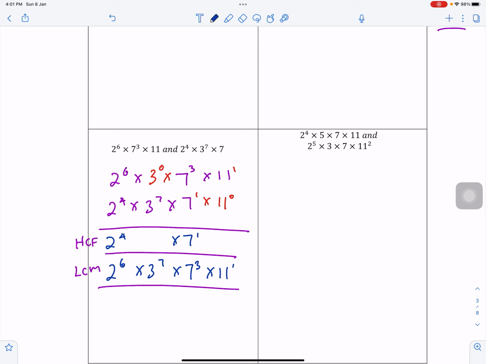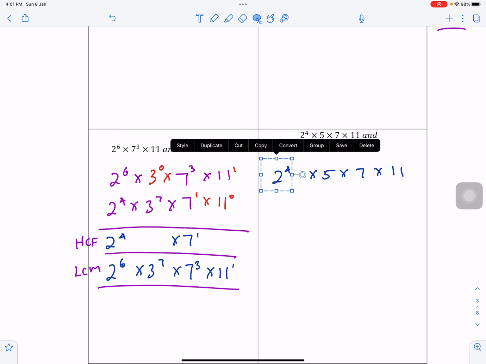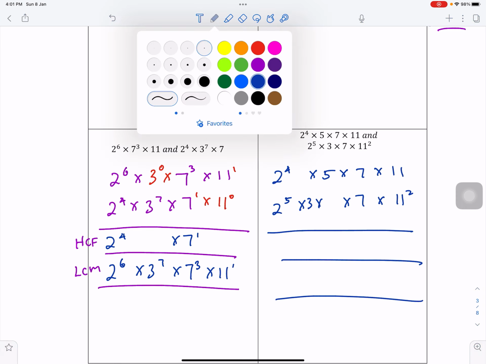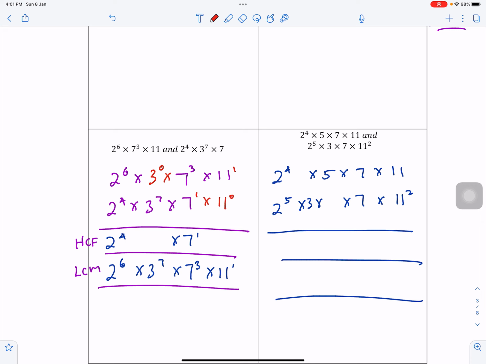Alright, so let's move on to the next one. 2 to the power 4 times 5 times 7 times 11. Now, for those who are listening to this recording and have already attended a lesson, I suggest that you don't look at your worksheet, or rather the paper that you have written on. You redo this yourself. Suppose you have already aligned them, what you're going to do is put in the numbers.